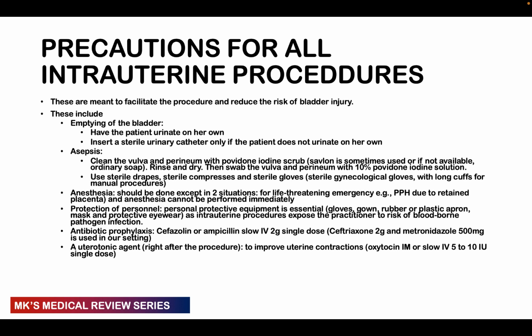We should use sterile drapes, sterile compresses, and sterile gloves. Ideally, those long gynecological gloves that cover up to the elbow are what you need in this case. Anesthesia should be done except in situations where the woman is in a life-threatening emergency, for example, they're having a PPH because of the retained placenta, and you have no time to administer the anesthesia, or if the anesthesia cannot be performed immediately.